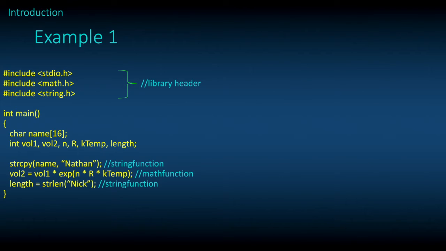This is the example. There are three library headers here: stdio.h, math.h, and string.h. In here, there's no stdio.h usage because there's no printf or scanf, but in case we might need them, because this is pretty much the basics for any function based on what I taught. For math.h, this is for math library functions. And we have one here, volume 2 equals volume 1 multiply exponent n multiply by r multiply by k temperature. This is the math function. And we have string.h, which is strcpy name Nathan, and down here strlen Nick.